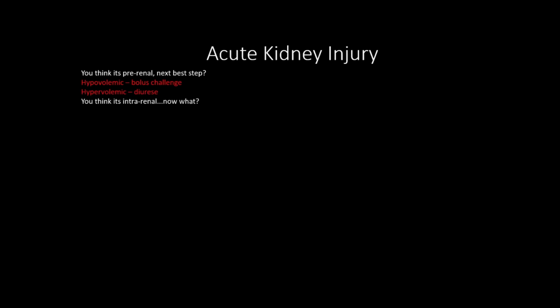So let's say maybe you thought it was a hypovolemic picture. You gave them a bolus, no response. Maybe they have some risk factors that would make you think intrarenal, such as a history of autoimmune diseases, or maybe they're on a lot of medications and some of them can be nephrotoxic. In general, what's the treatment for intrarenal AKI?